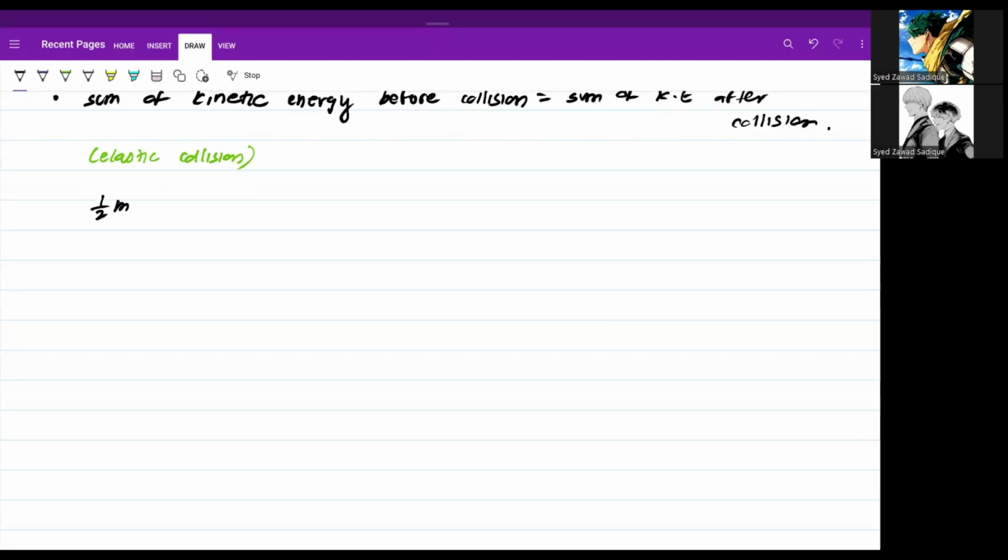half m1 u1 square plus half m2 u2 square. Notice that even if your velocity is negative, the square makes it positive. So ultimately, it's positive, equal to half m1 v1 square plus half m2 v2 square.